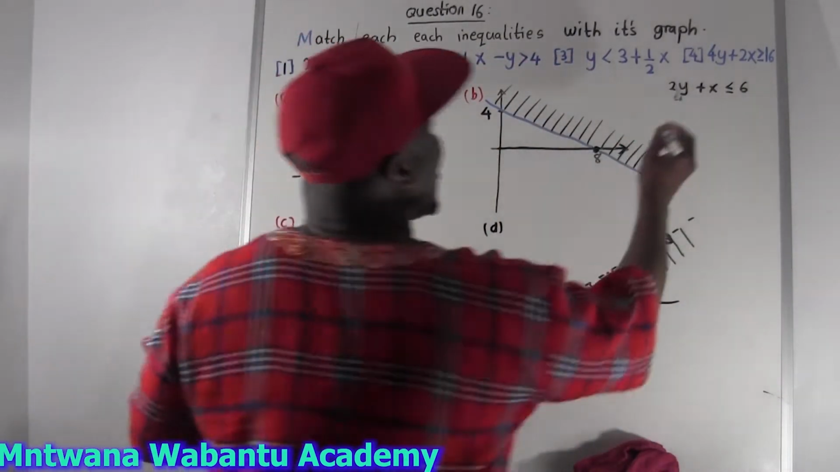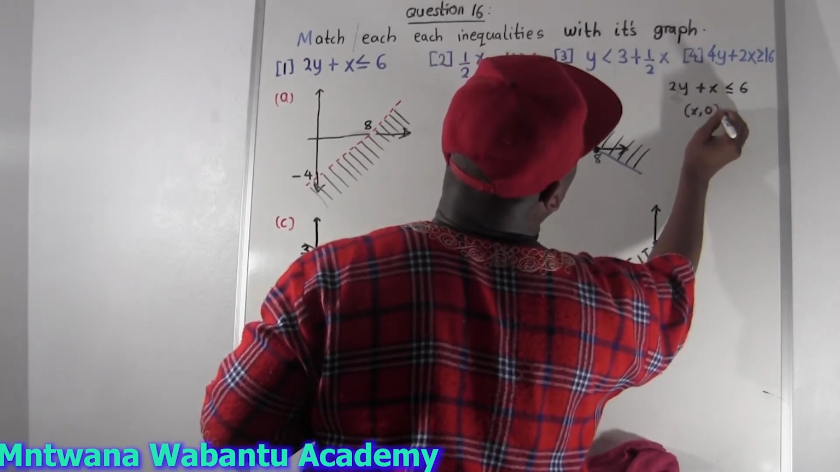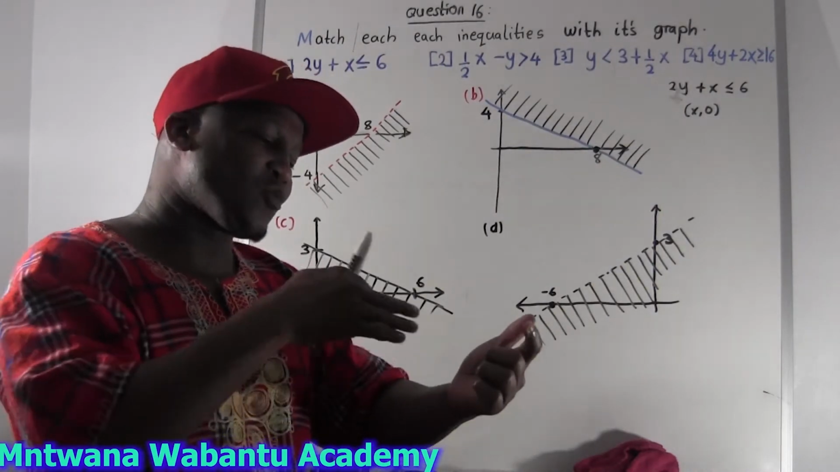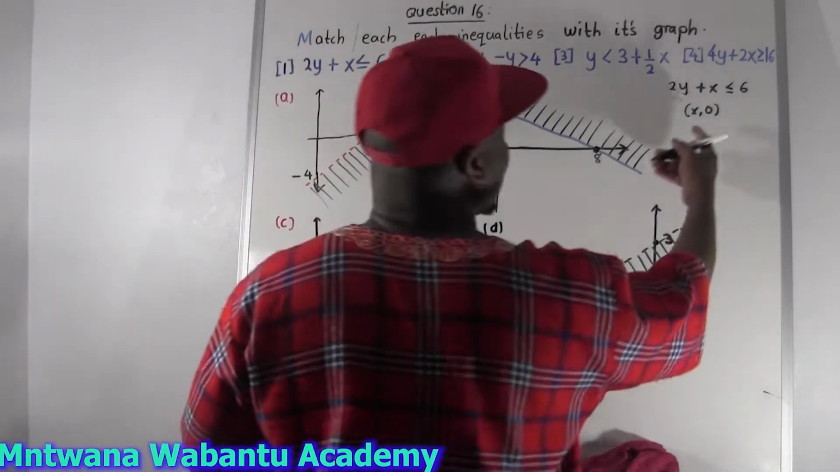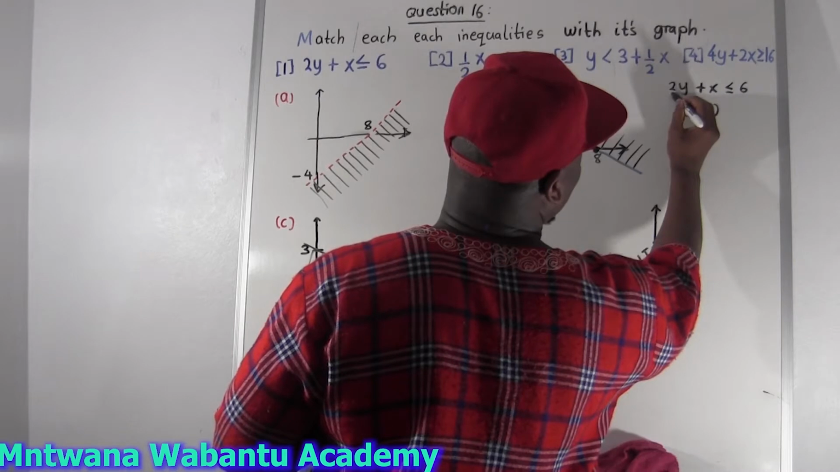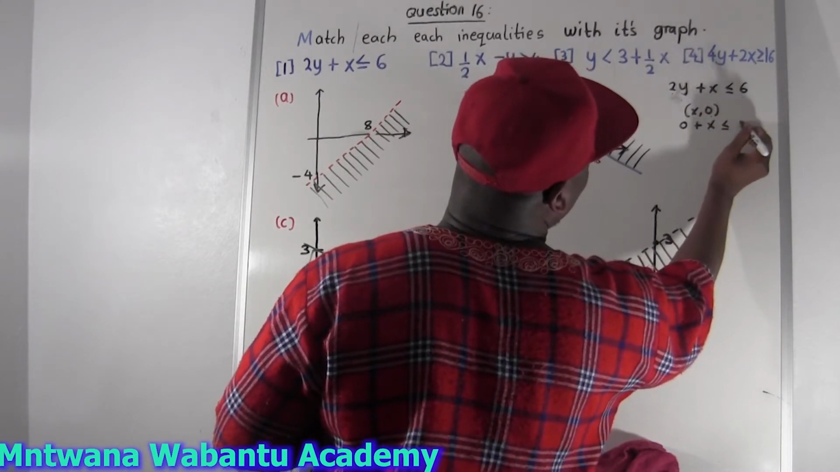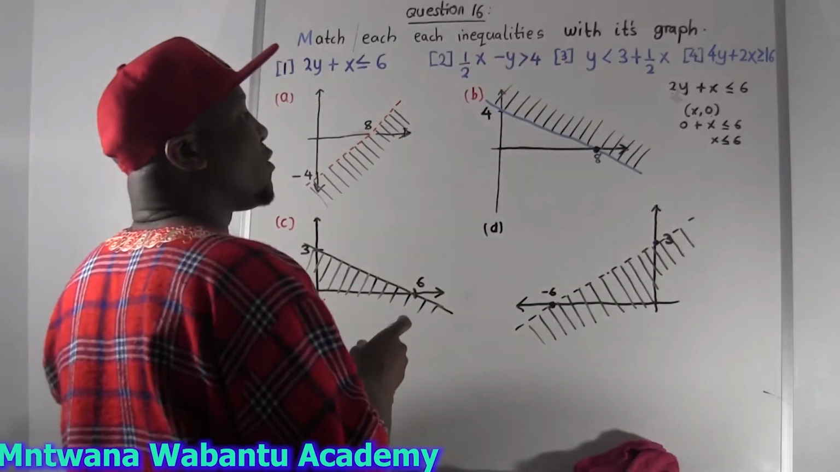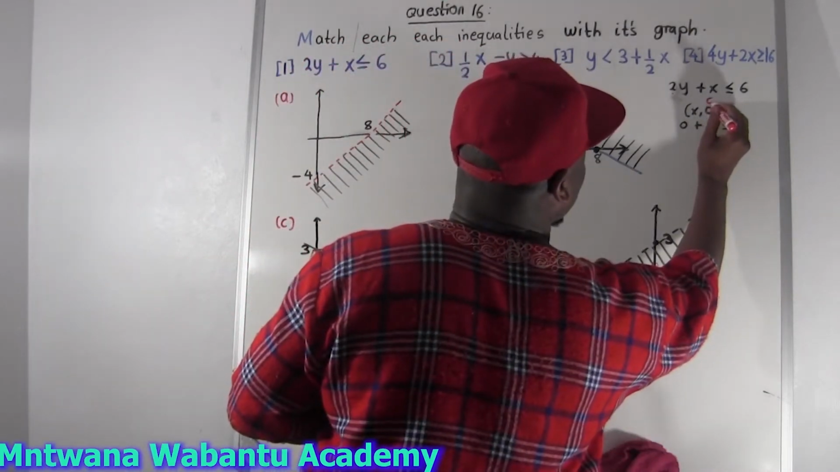So whenever we find the x-intercept, y equals 0. What does intercept mean? It's where it cuts the x-axis, meaning y equals 0. So this is 2 times 0, which equals 0, plus x less or equal to 6. So x less or equal to 6. So the x-intercept equals 6.